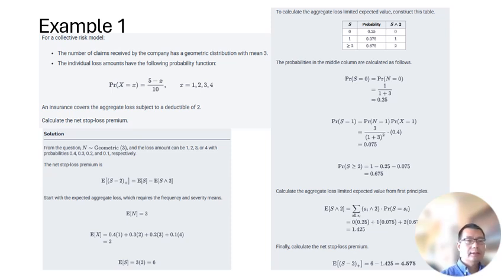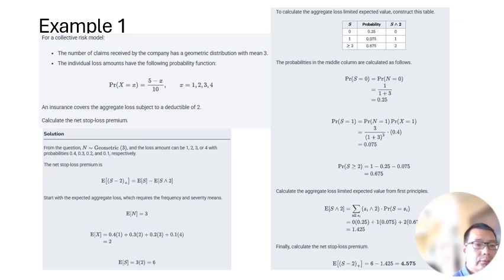Now let's look at this example. For a collective risk model, the number of claims received by the company has a geometric distribution with a mean of 3. The individual loss amounts have the following probability function: probability X equals small x is equal to (5 - x)/10, where x is equal to 1, 2, 3, 4. An insurance covers the aggregate loss subject to a deductible of 2. Calculate the net stop loss premium.